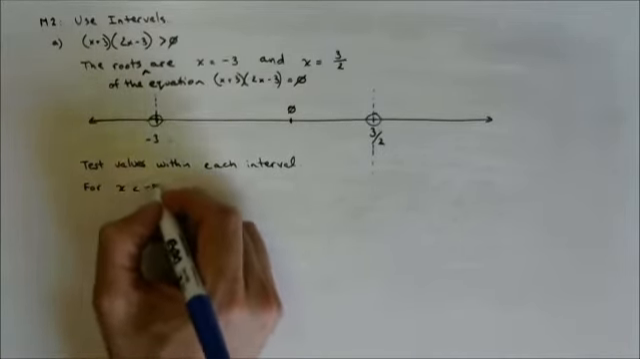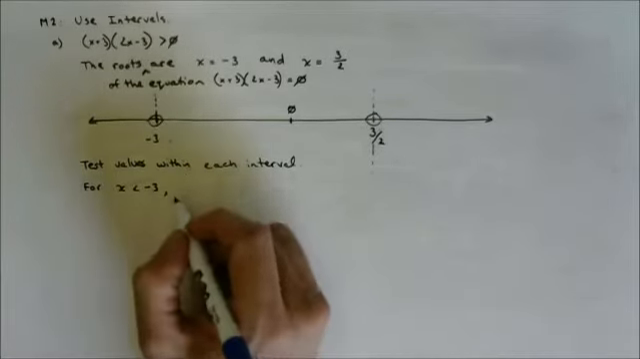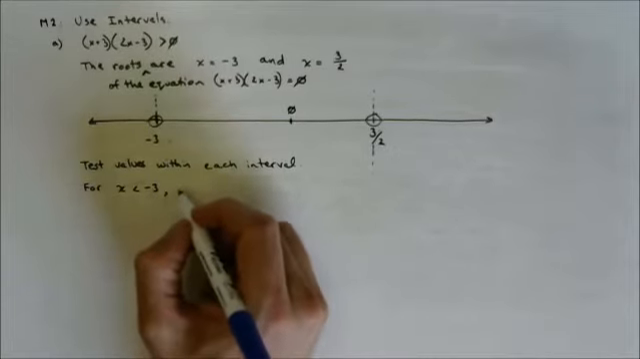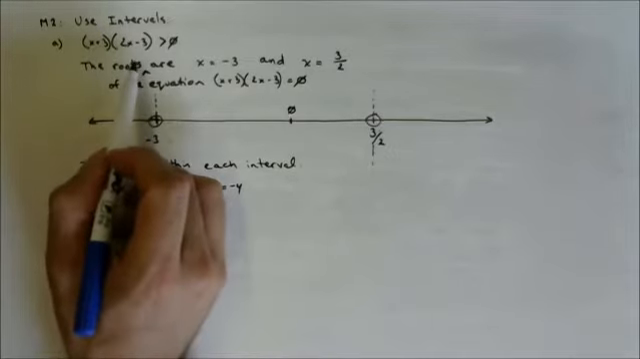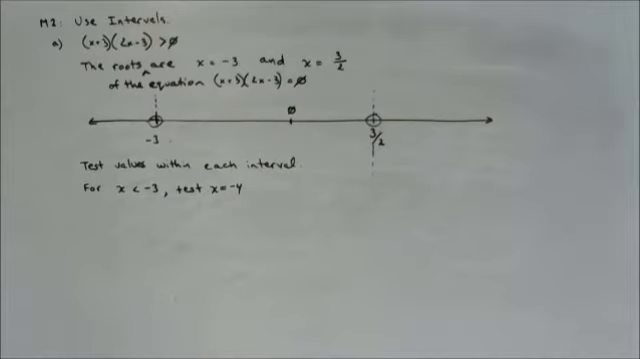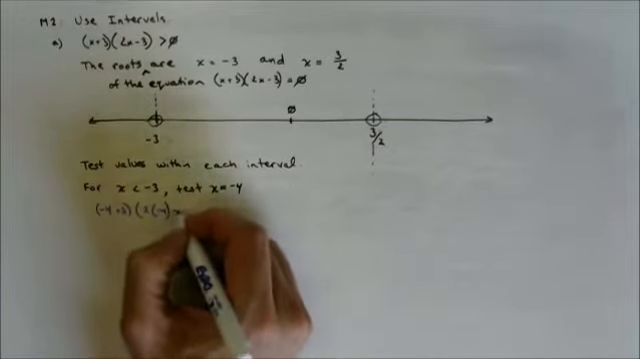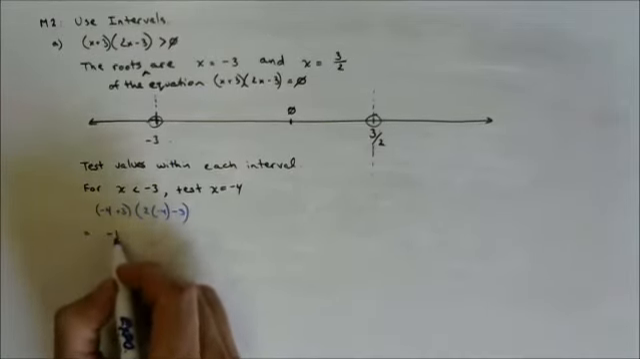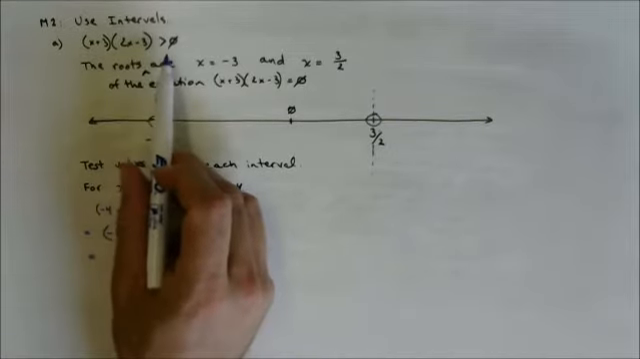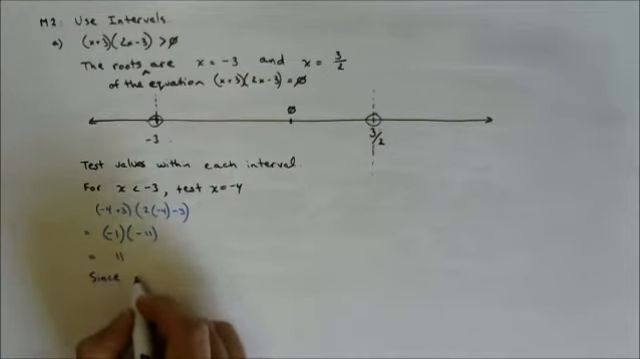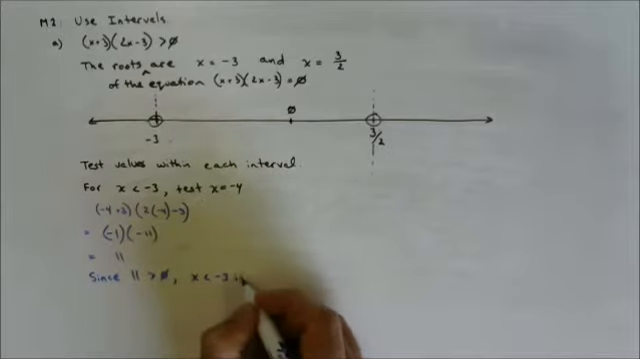For x less than -3, that would be our interval here to the left of -3, from -infinity to -3. For this interval, we can choose any value inside that interval. So you'd go with the next easiest whole number. We'll test x equals -4. All right, so we're going to take the left side of our inequality and sub in x equals -4. So we've got -4 plus 3 times 2 times -4 minus 3. First bracket reduces to -1. Second bracket is -8 minus 3, which is -11, which equals +11. Is that greater than 0? Yes. Okay. Since 11 is greater than 0, x less than -3 is a solution.